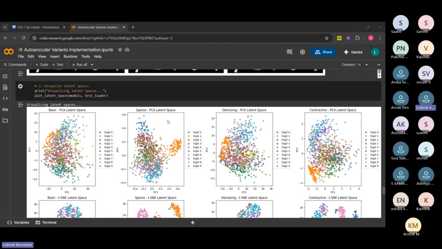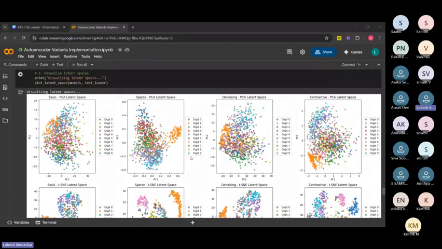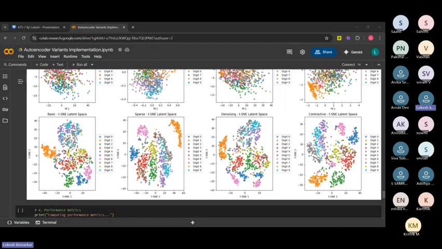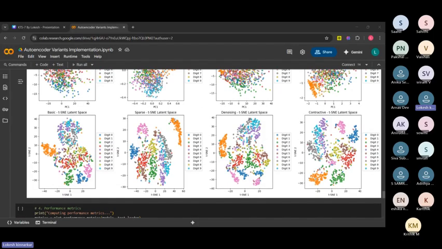So since we have 32 neurons in the bottleneck, we are using PCA to reduce these 32 dimensions into two-dimensional space, so we can visualize the clusters formed by each of the autoencoders. As you can observe, PCA doesn't give any meaningful representation to us, but these are giving us certain meaningful representation. For example, if you consider the sparse autoencoder, as I said, the sparse autoencoder improves interpretability. So a particular neuron will be only firing for a particular feature that it obtains.